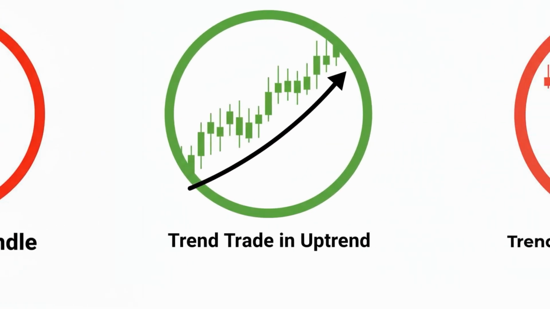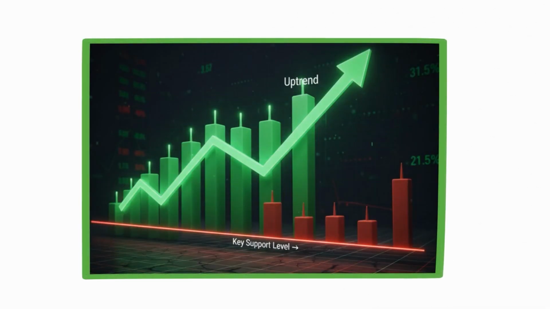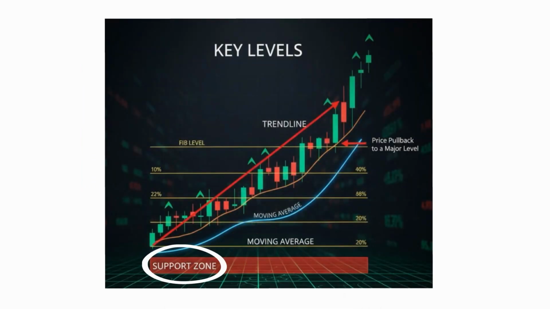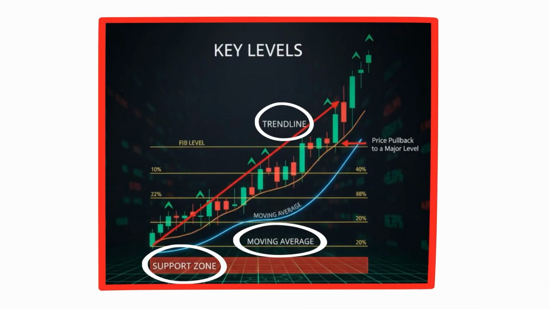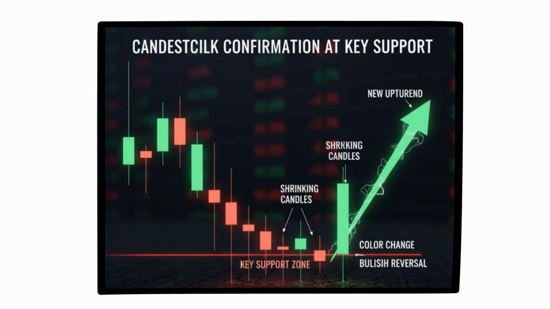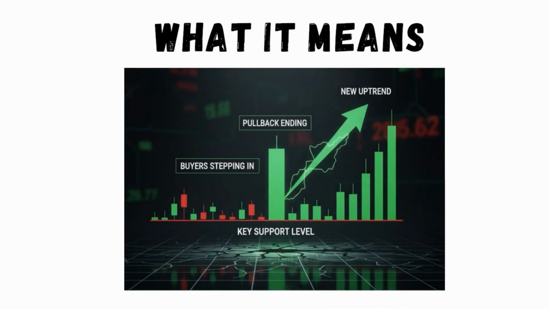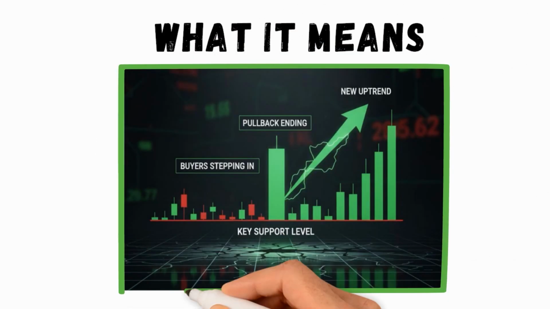Trend trade in uptrend. This setup forms when the market is clearly trending up and price pulls back to a major level. That level might be a support zone, trend line, moving average, or fib level. Once price touches it, you look for candlestick confirmation, like long wicks, shrinking candles, or a color change. What it means: the pullback is likely ending. Buyers are stepping back in.